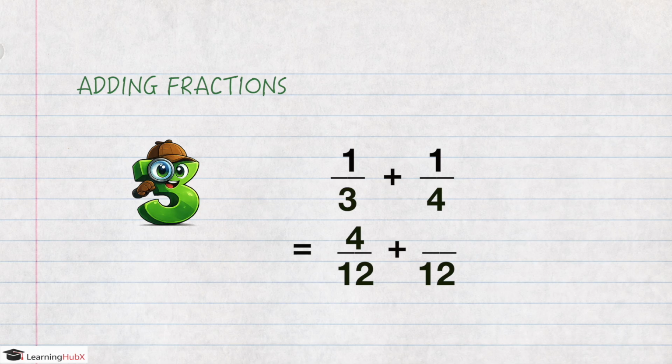Similarly, for the fraction 1 over 4, we ask 4 times what equals 12. 4 times 3 equals 12. So we multiply both the numerator and the denominator by 3. 1 times 3 equals 3. 4 times 3 equals 12. So 1 over 4 becomes 3 over 12. Now the denominators are the same, so we add the numerators. 4 plus 3 equals 7. The denominator stays 12, so the answer is 7 over 12.